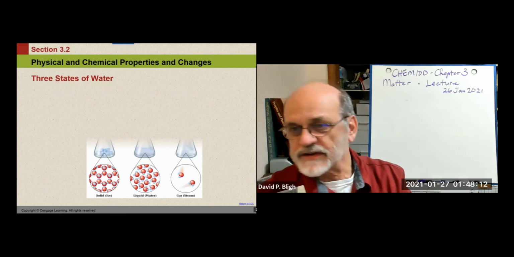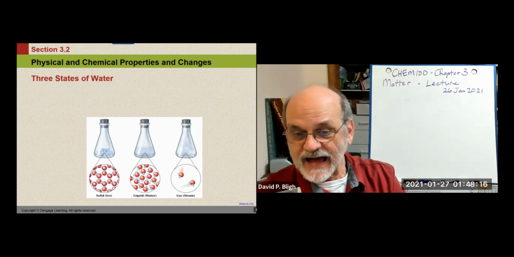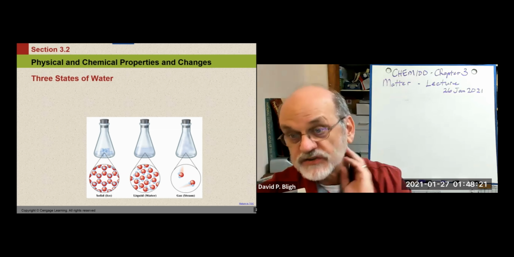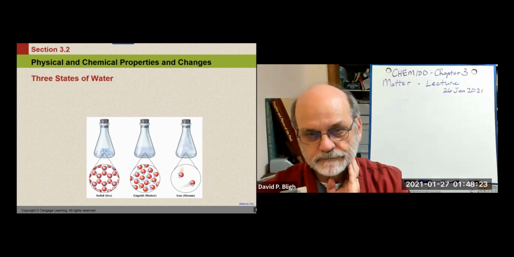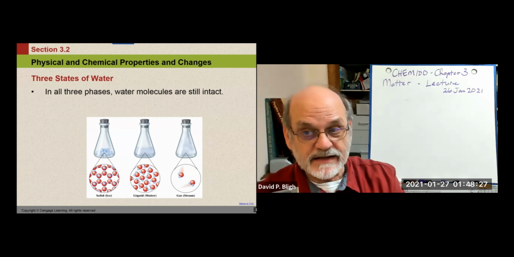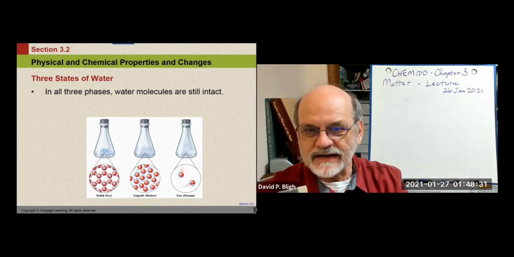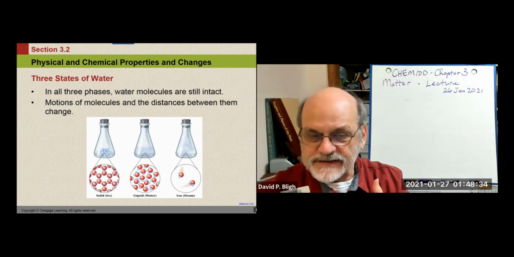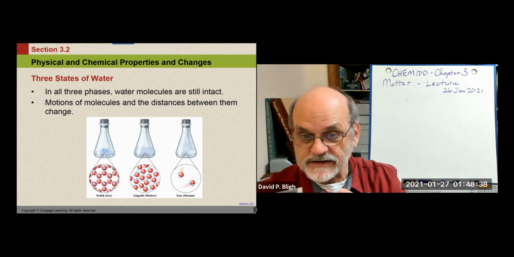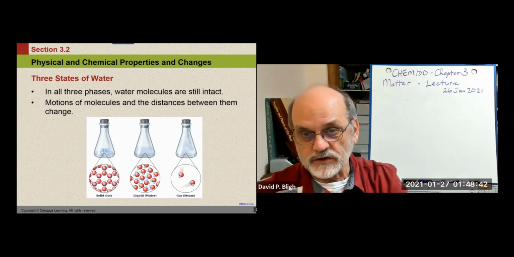Okay, we saw this slide earlier. These are the three states of water. You know, solid is ice, liquid we normally call water, and gas we normally call steam. We haven't changed the identity of the molecule. It's still water, no matter what the phase is. So that is a physical property of water, to be in these different states. And the transition from one state to the other is a physical change.